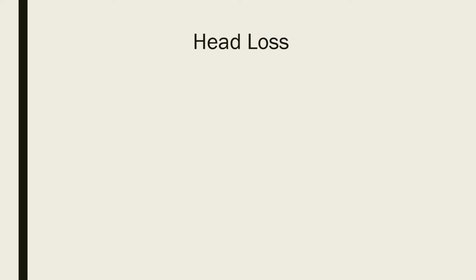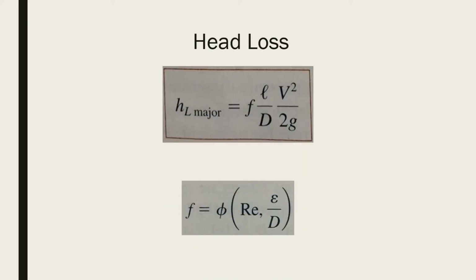First, we'll talk about major head loss. Major head loss is calculated by using the formula on the screen, which is a friction factor times the length of the pipe over the diameter, and then multiplied by the velocity squared over 2 times the gravitational constant. Now you might be wondering what f, the friction factor, is. Well, the friction factor is a relationship between the Reynolds number and the relative roughness, which can be calculated using the Moody chart.